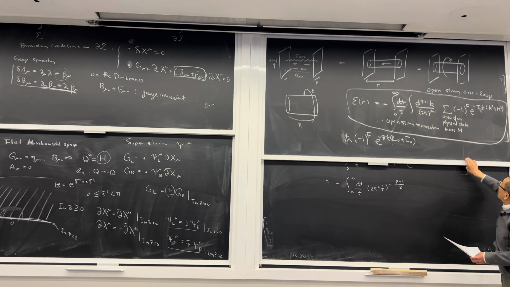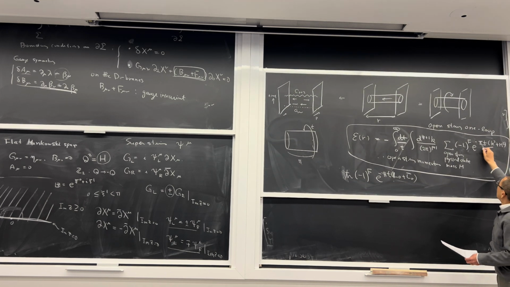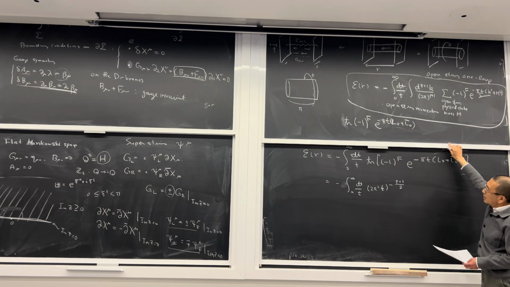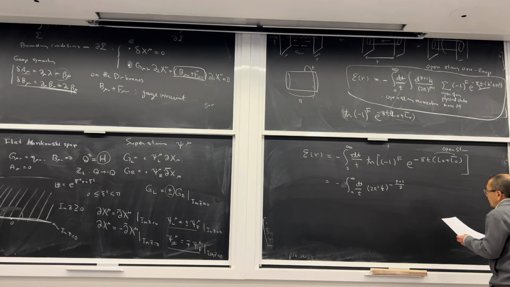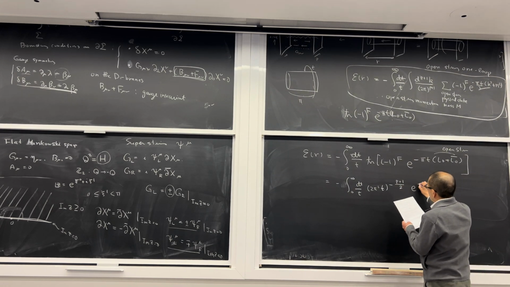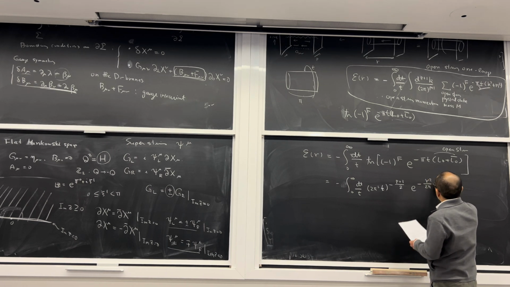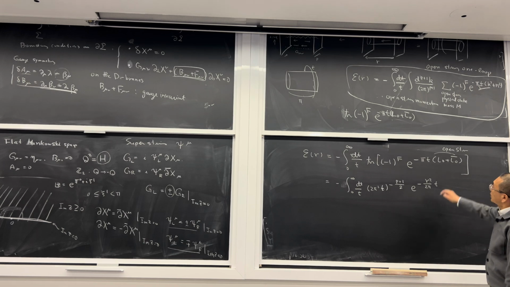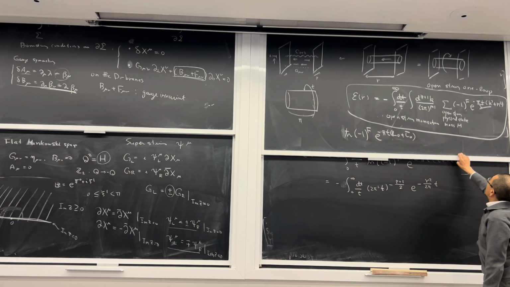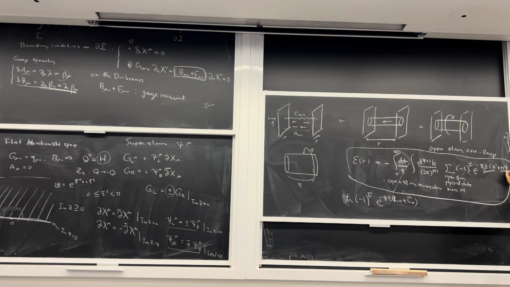Because this here is a Gaussian integral. Here's a Gauss integral over k. So each direction gives you 1 over square root of t, which is this one. And then you have e to the minus 2 pi r squared over t.